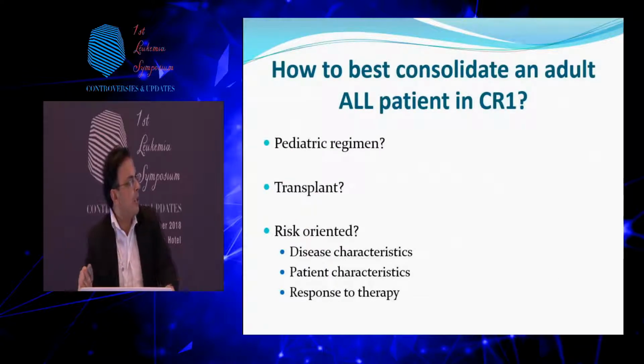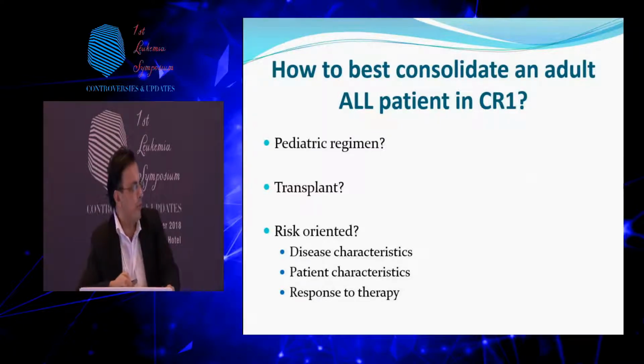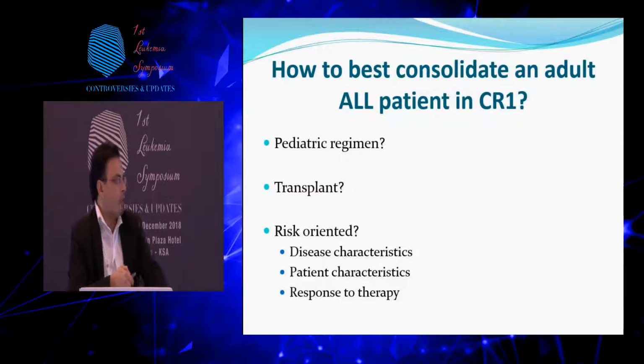So here comes the $1 million question: how to best consolidate an adult in CR1? Do we use a pediatric regimen? Do we use transplant? Or do we do risk-oriented therapy based on the disease characteristics, patient characteristics, and response to therapy? And we don't have a clear answer. However, we have a lot of clues to help us.